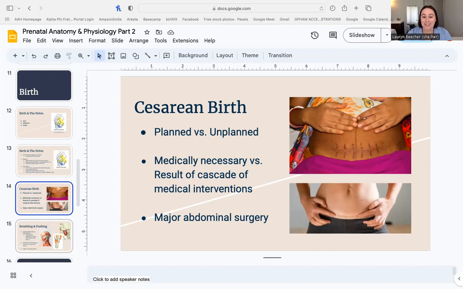And then just keeping in mind that a cesarean is a major abdominal surgery. They're going through several layers of skin, fascia, different types of connective tissue. They are spreading the muscles of the abdominal wall. So these are multiple layers of tissue that they are making an incision through and opening up in order to bring the baby into the world. They are making that incision through the uterus as well.